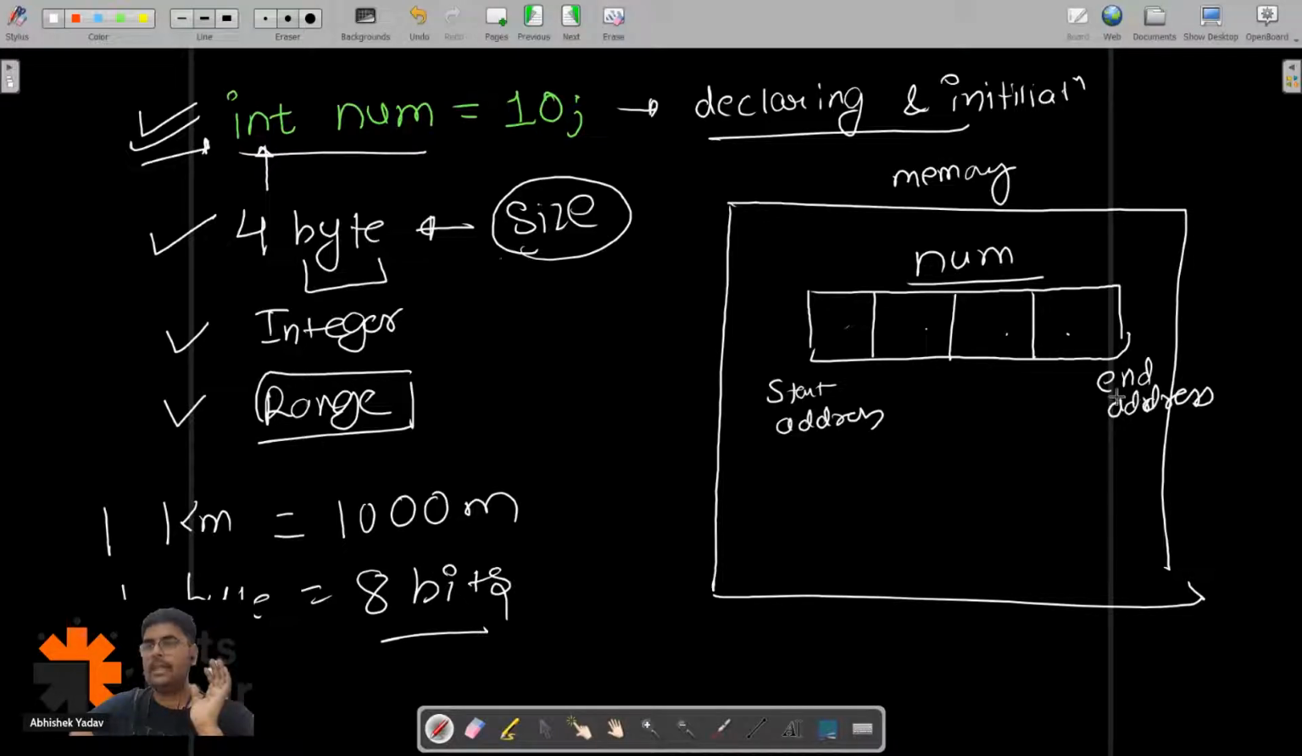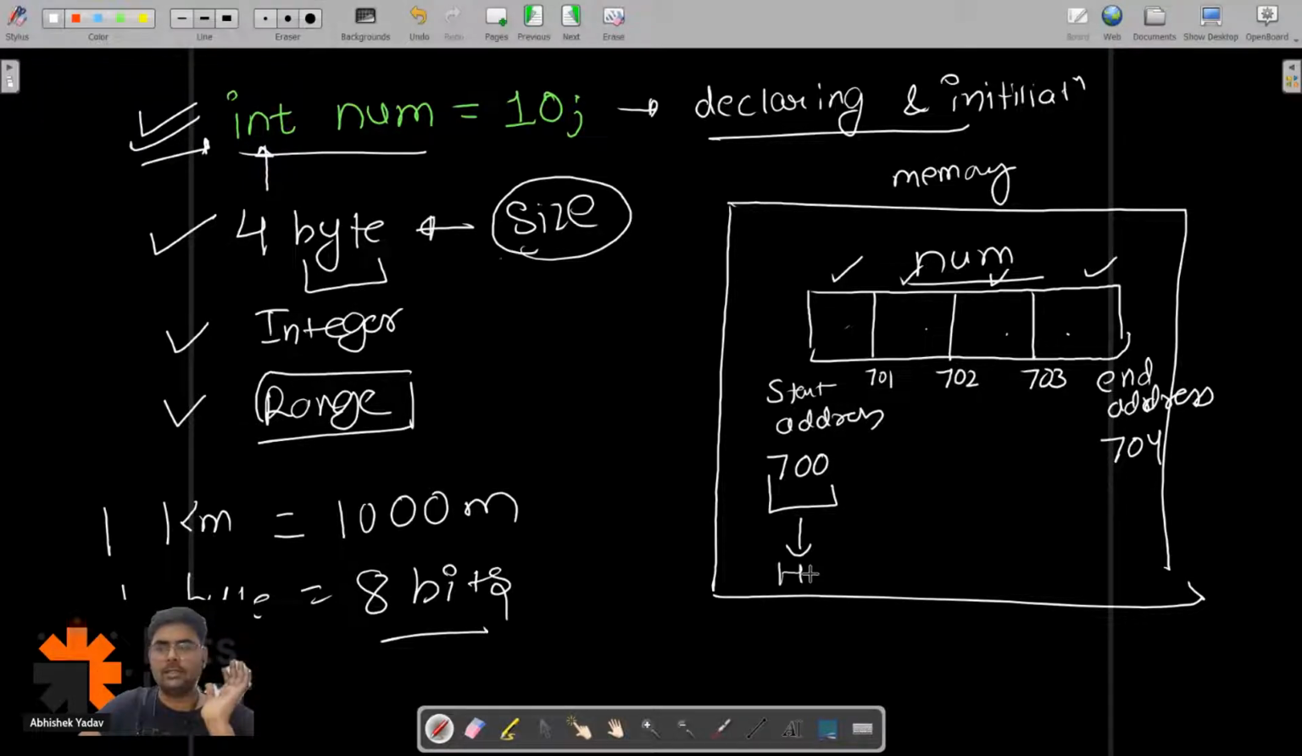You have some end address here. So here let's assume the starting address is 700. Then this will be, it can be anything. Okay, so here I am taking 700 for simplicity, right? So this will be 701, this is 702, this is 703, this is 704. Because this is 1 byte, 1 byte, 1 byte, and 1 byte, right, everyone? And these addresses are in hexadecimal format. Behind the scene, the addresses are in hexadecimal format.